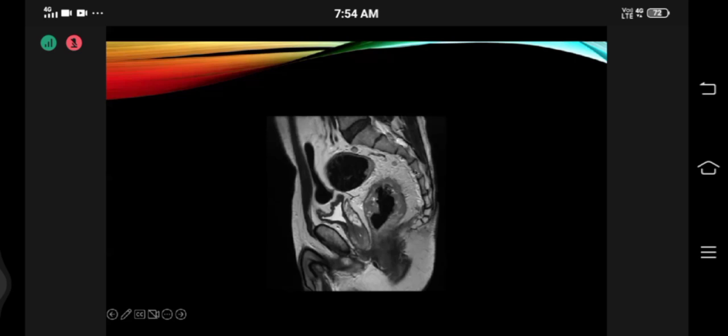And posterior to this, it's slightly brighter than the mesorectal fat. That is the presacral fat. So this is the sacrum. Anterior to the sacrum is the presacral fat through which the nerves and vessels run. And anterior to this is the presacral fascia, which is not seen separately on MRI. That fuses with the posterior mesorectal fascia.